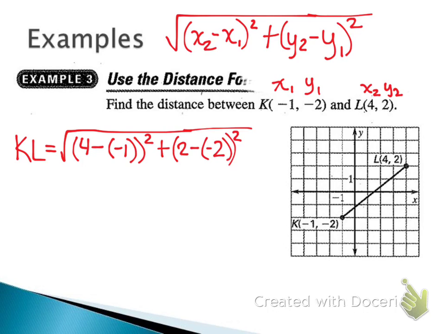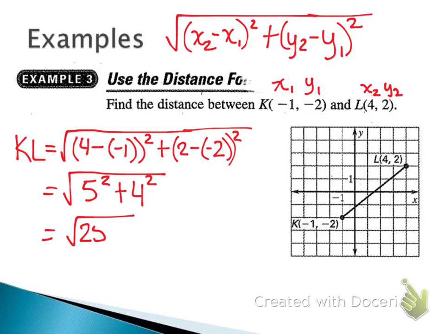Alright, the only thing left to do is to calculate it. So, 4 minus negative 1. It's really like 4 plus 1. That is 5. That's still going to get squared. Plus 2 minus negative 2 is 4. We're still going to have to square it. Who can tell me what 5 squared is? 25. Somebody new for 4 squared. 16. Then I have to add those together.